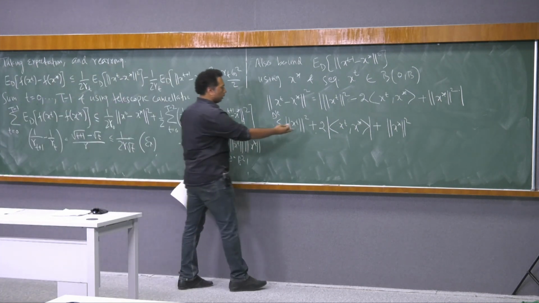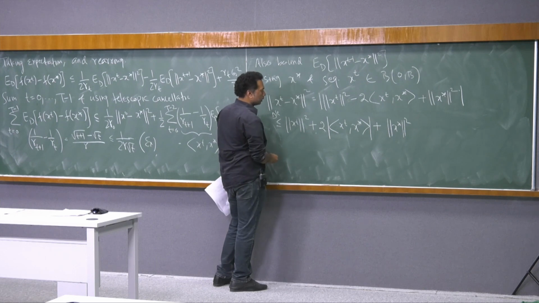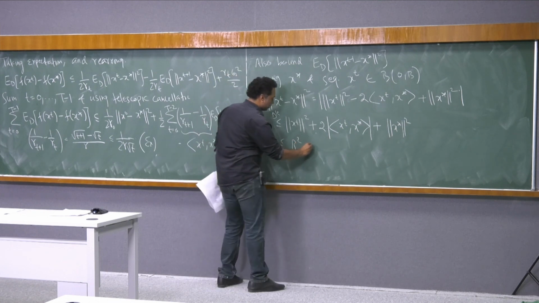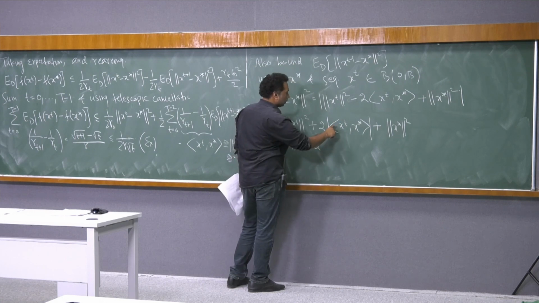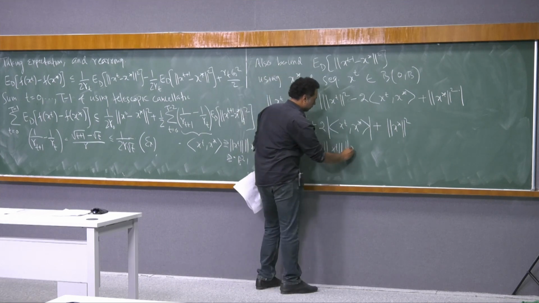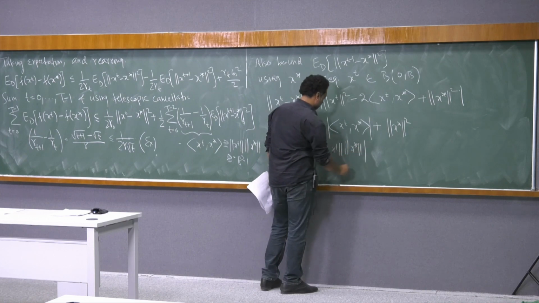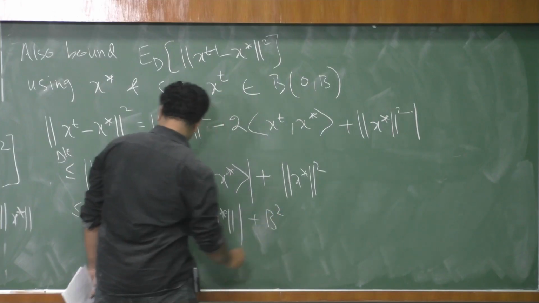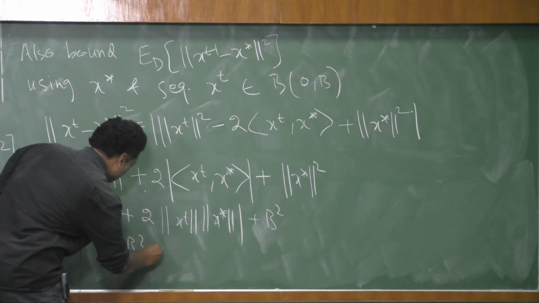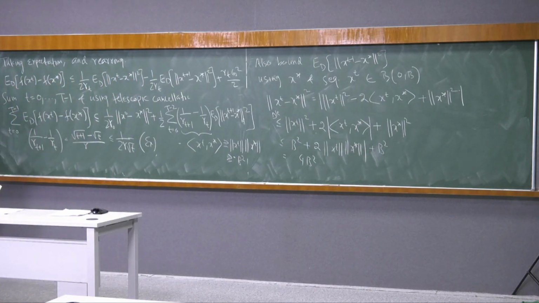And mod of this, xt x star, is indeed less than equal to norm x norm y. So this is less than equal to b squared plus 2 norm xt norm x star, and this plus b squared. I hope I'm not doing anything silly. So this is like 4b squared. We can double check again later, but it seems okay. Are you convinced or not?